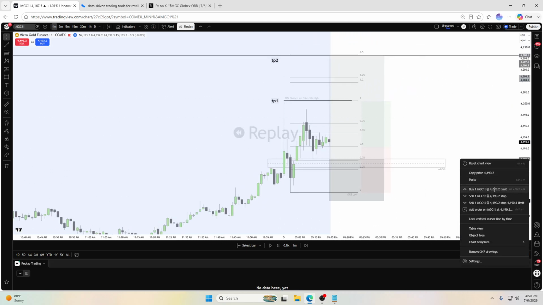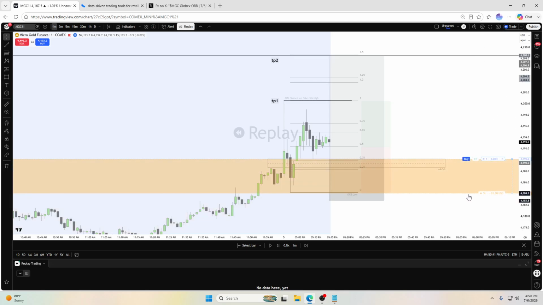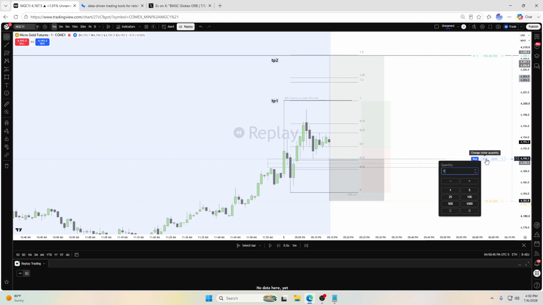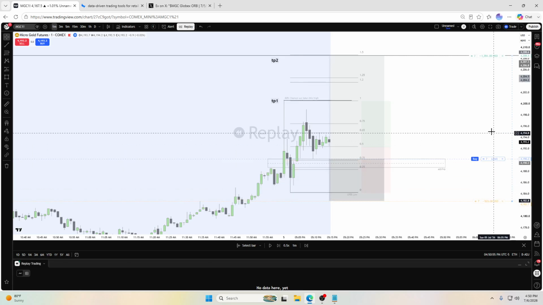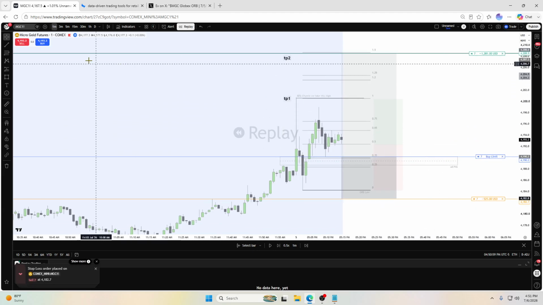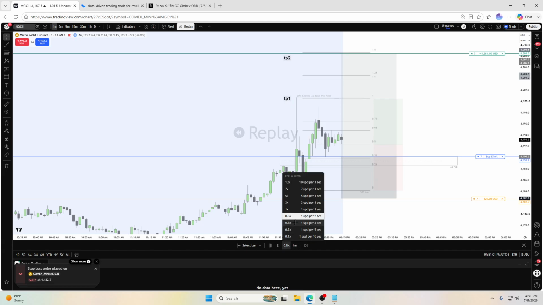Alright, so now we set our buy limit here. We set our stop loss there, and we set our take profit here. You would change the order quantity to how much the risk on your account is. So if we have a 50K account and we want to risk $500, we're going to set it there at 7 contracts. We're going to put the buy limit, and we're going to let this play out here.